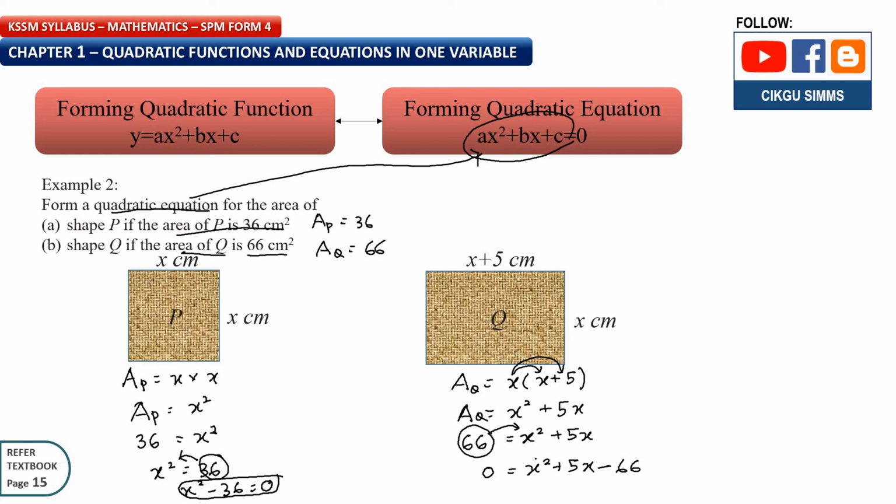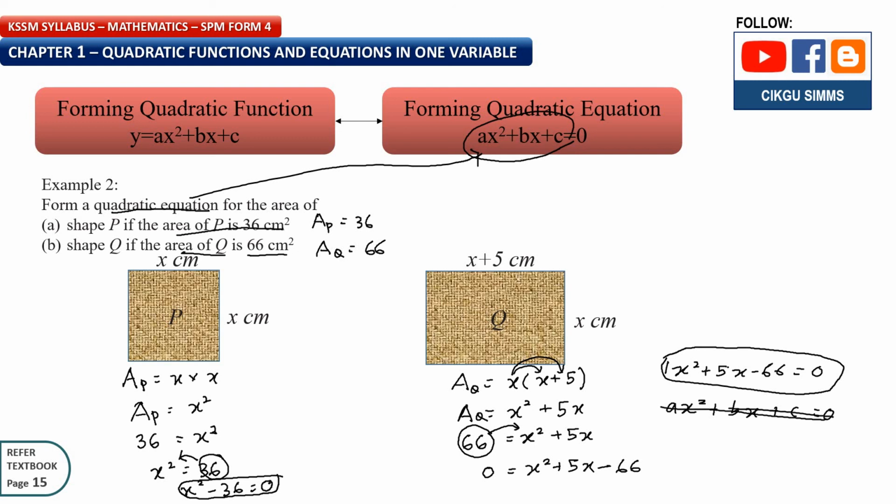So we can change the sides: left side changes to right side, equals 0. So this is the answer. You can compare it to the general equation ax squared plus bx plus c equals 0. You can see A is 1, B is 5, C is negative 66. You don't have to write this. This is your final answer.